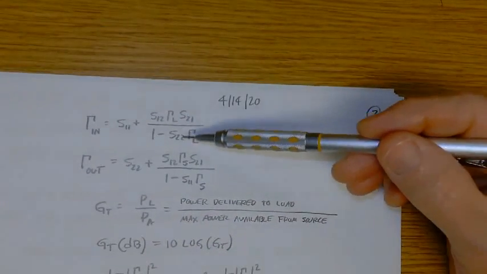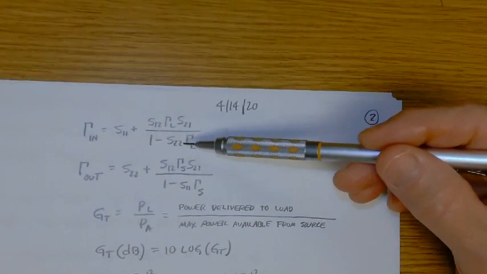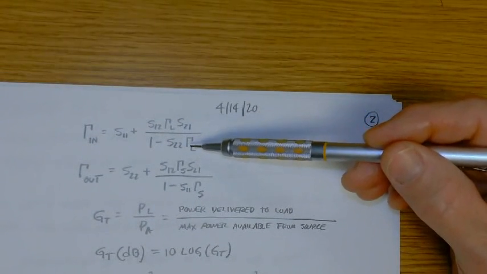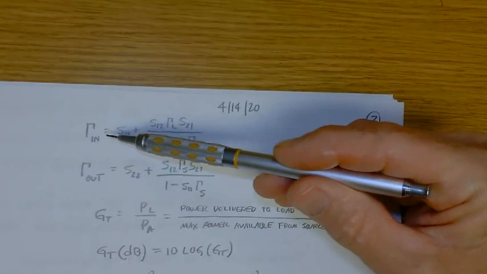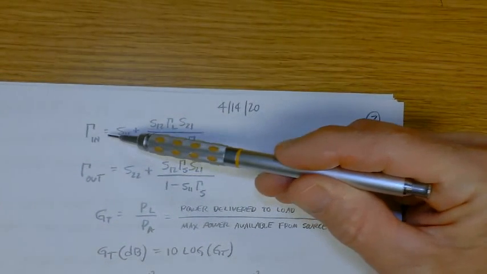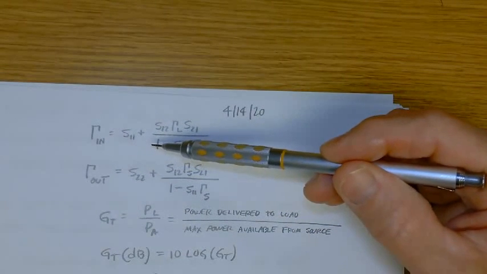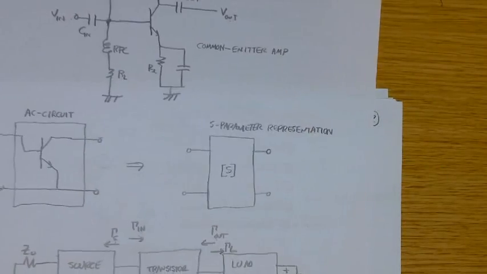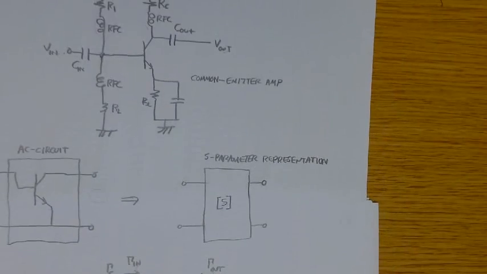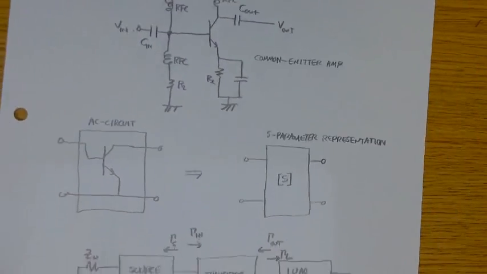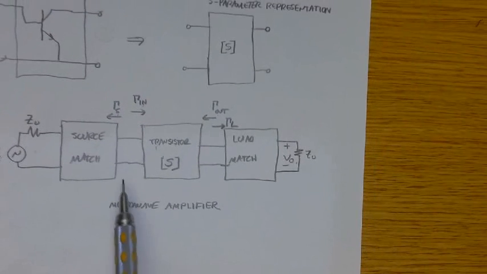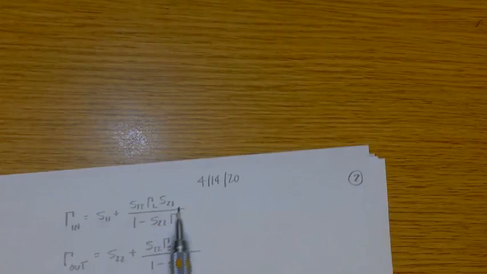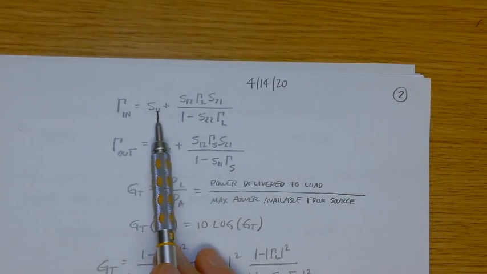According to the microwave theory, which is pretty much stated in the text without proof, here's your input reflection coefficient looking into the transistor. That's gamma in. That's right here. Go back to this. Gamma in is looking into the transistor. So gamma in is S11.